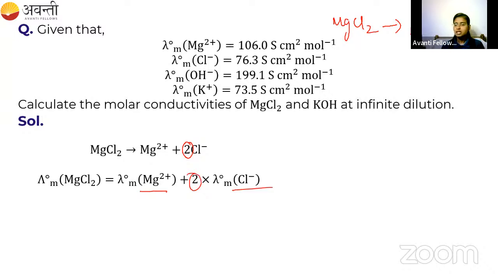All of you do the calculation. What is the Mg2 plus value? It is 106. So substitute 106 in place of Mg2 plus, plus 2 into 76.3. Multiply these two, add with 106, and give me the answer in the chat box. Very good, students. It is 258.6. Sakshi, Sanika, very good. I hope you are having the notebook with you and solving the problems. I want all of you to have that habit.